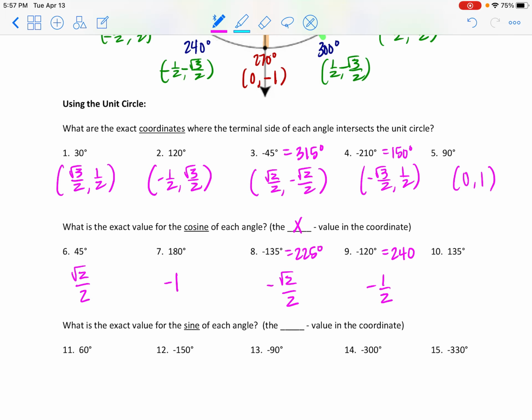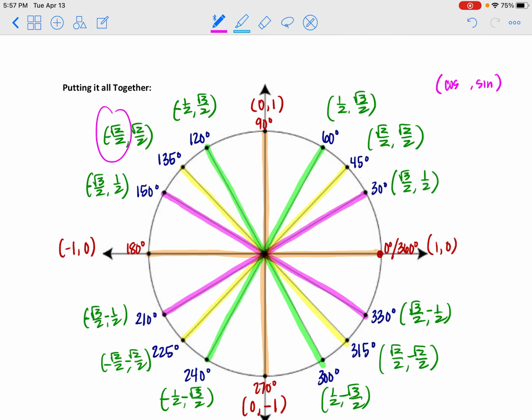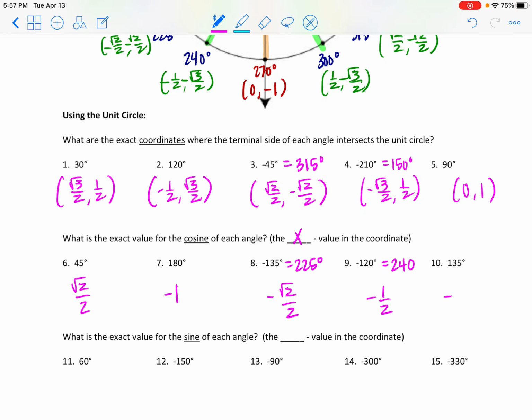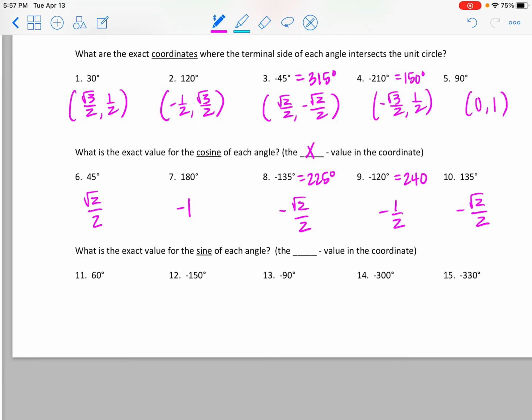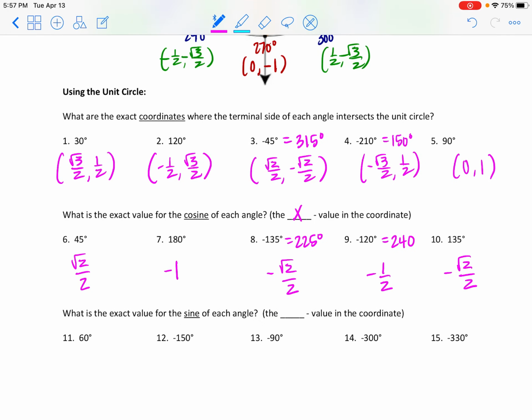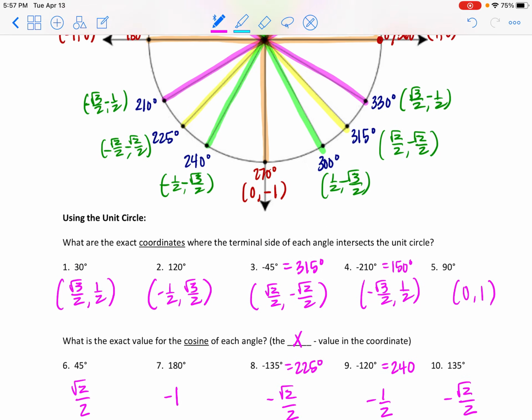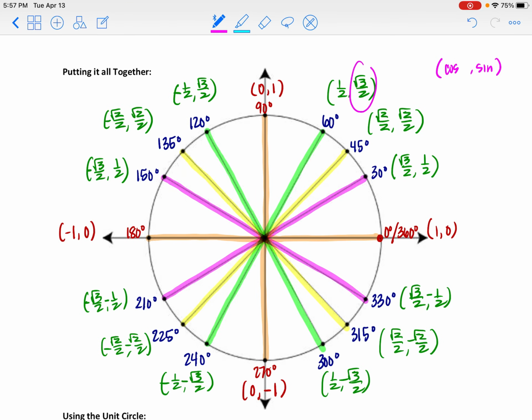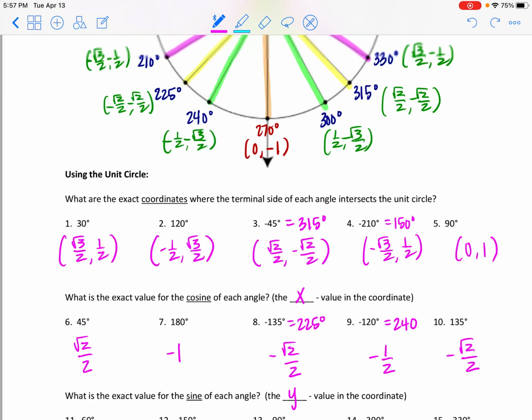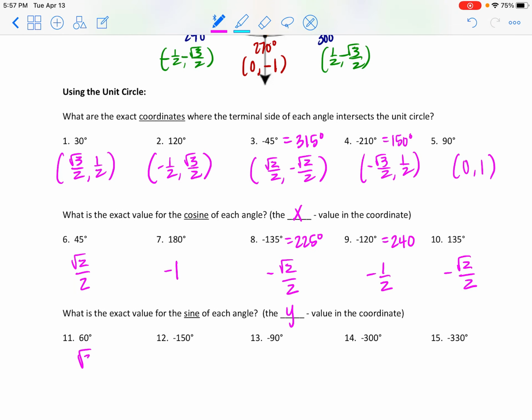Okay, or 135. 135 is right here. Cosine is a negative radical 2 over 2. Simple as that. Just finding a location on the unit circle and identifying the x-coordinate as the value for the cosine of that angle. And then if I said find the exact value for the sine of any of the angles on the unit circle, it's again as simple as picking out a number, and this number is going to be the y value in the coordinate. So if I said what's the exact value for the sine of 60, we go to 60, we pick out the y value. So sine of 60 is going to be radical 3 over 2.